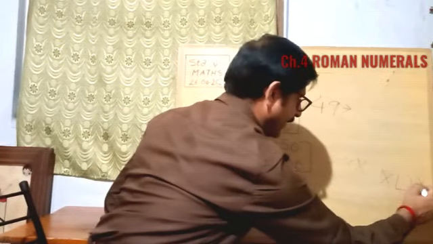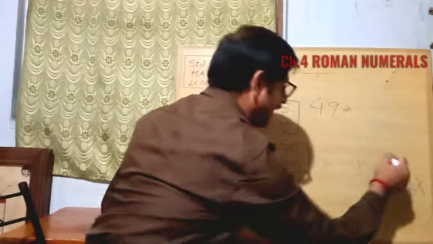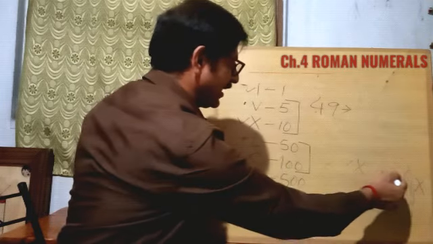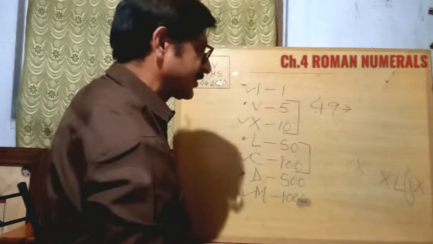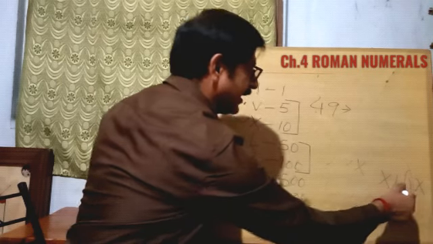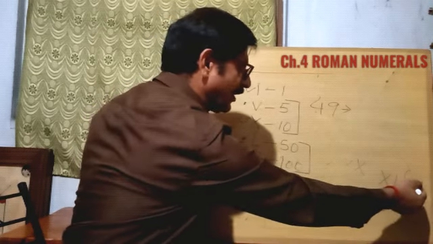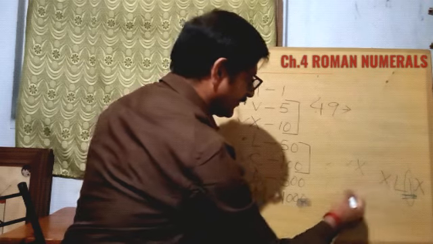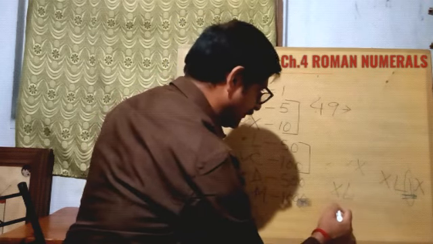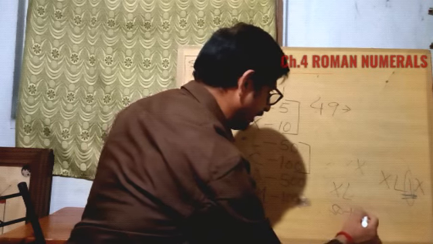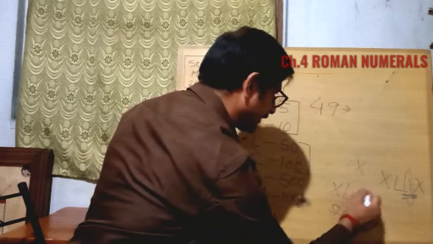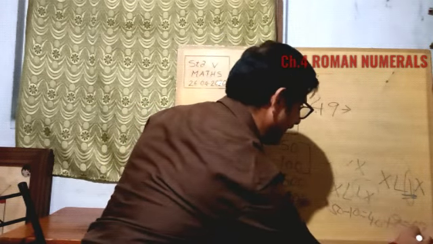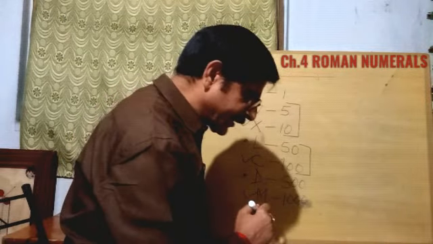Here one thing to be noted is, if a smaller symbol is written between 2 larger symbols, here I is written between L and X, the value of this smaller symbol is to be subtracted from the value of the symbol coming to its right side only. So hence this XL is 40, 50 minus 10, that is 40, and this IX is for 9, 40 plus 9 is 49. Isn't it interesting? Let's take some more examples.